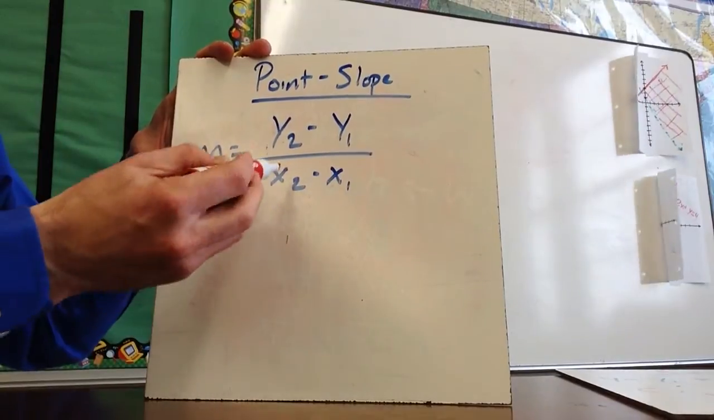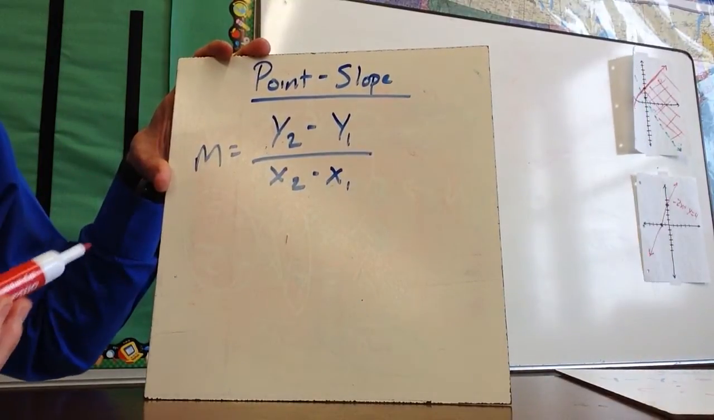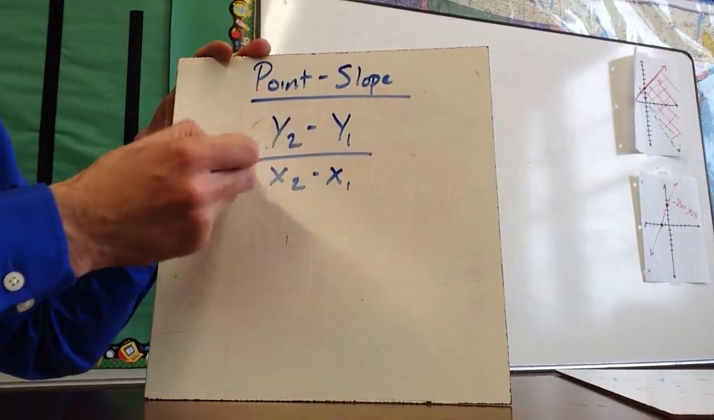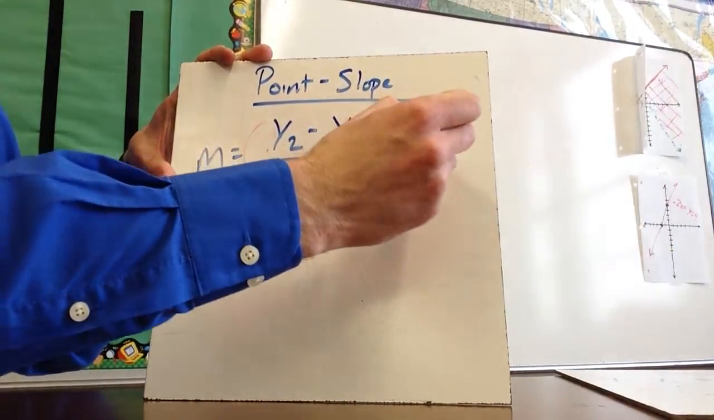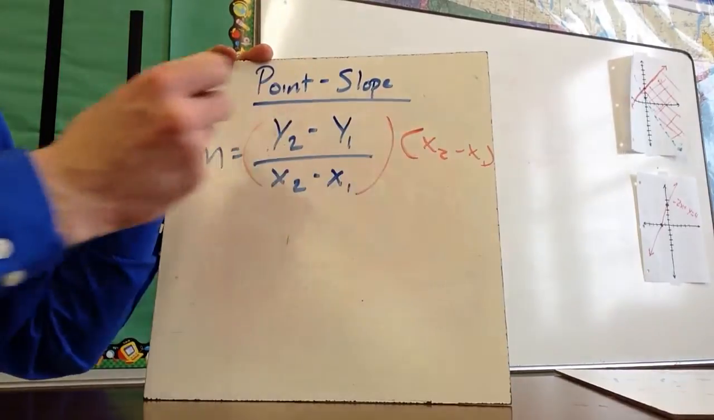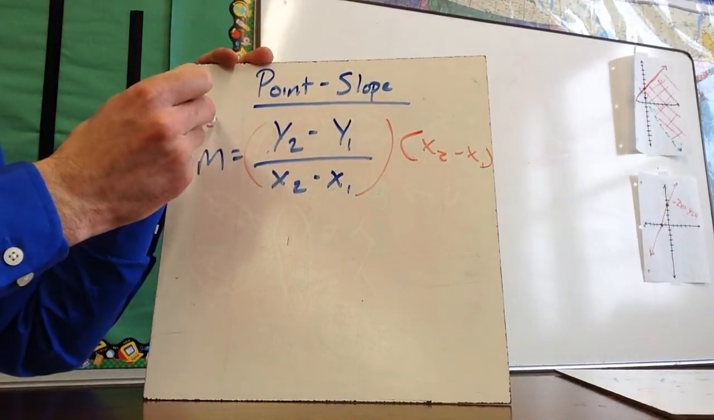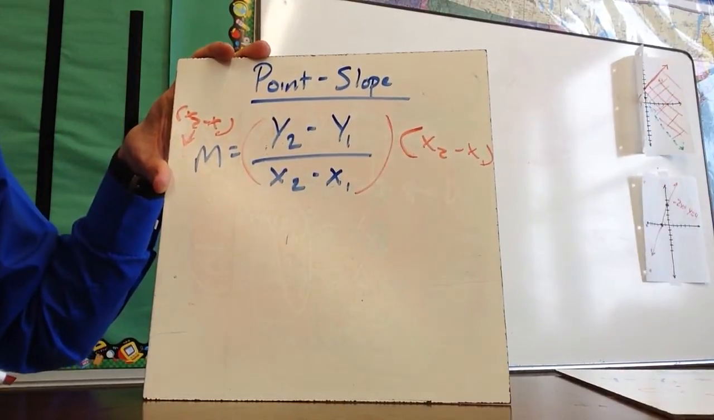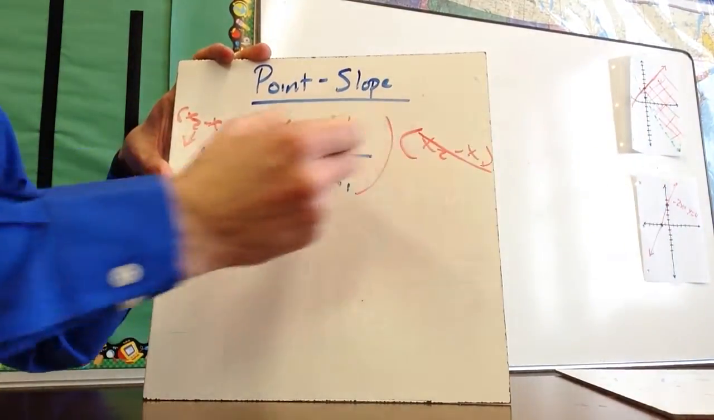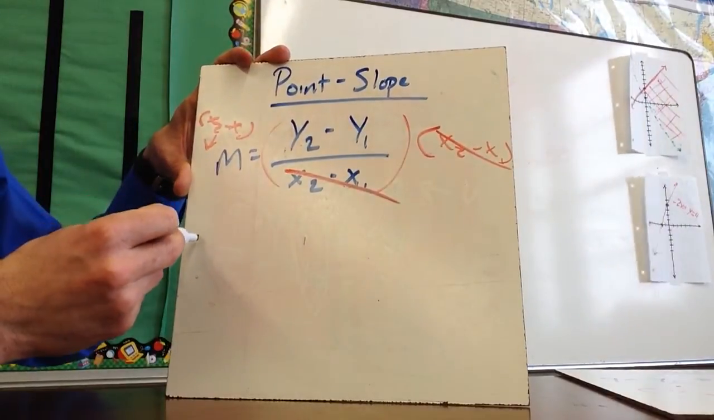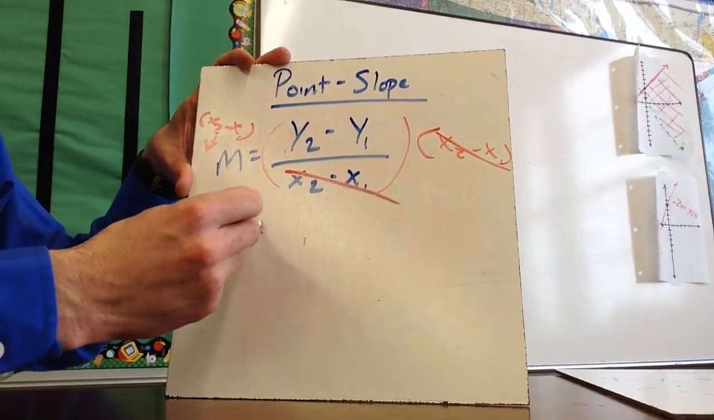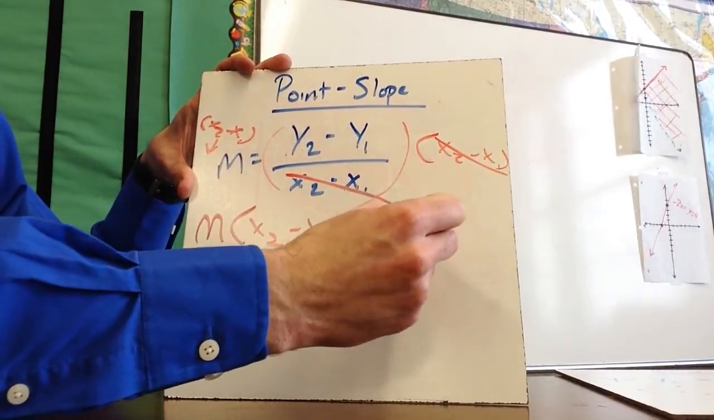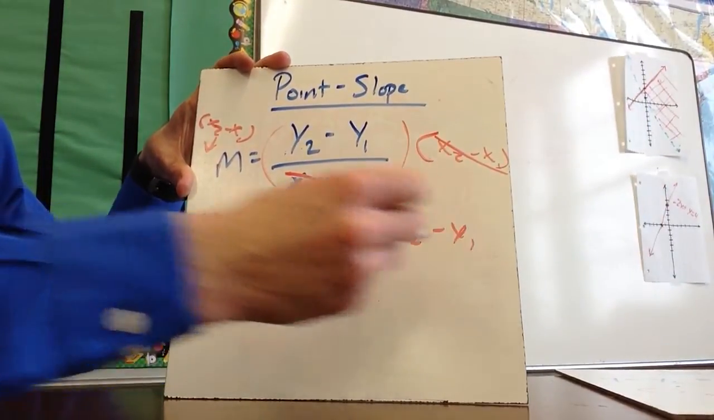And so, if I want to get rid of a fraction, I can multiply both sides by the denominator. So I'm going to multiply both sides by x2 minus x1. I'm going to multiply x2 minus x1 to this side, so pretend that that is down there. I didn't really leave myself a lot of space. This will cancel itself out. So I'm left with m times x2 minus x1 equals y2 minus y1.